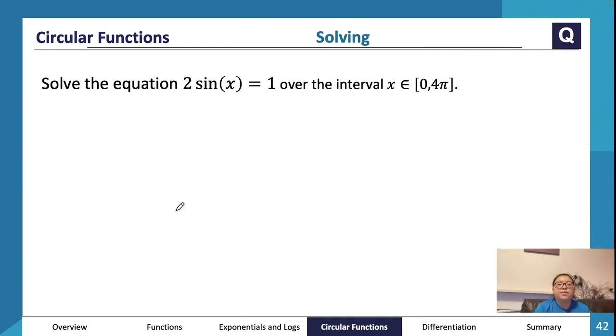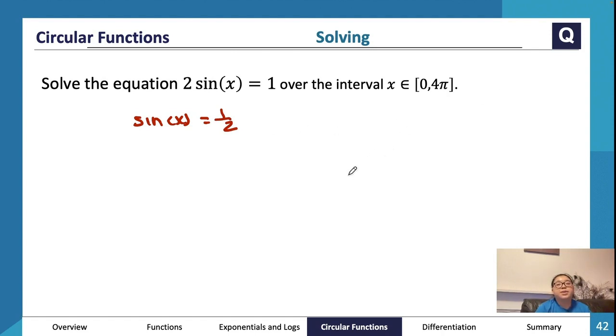So let's have a go at doing that. This needs to be solved over an interval of 0 to 4 pi. Alright, so the first step, we're going to move everything around the sine to the other side. So that's going to be sine x will just equal a half.